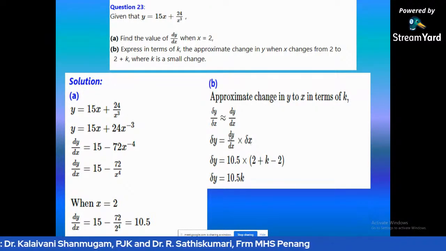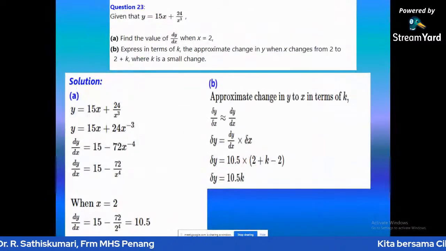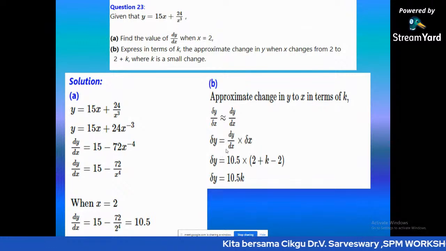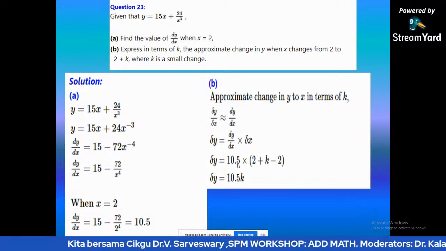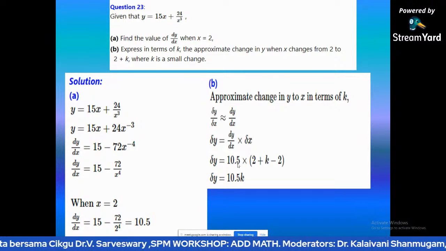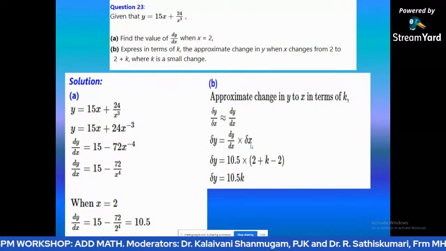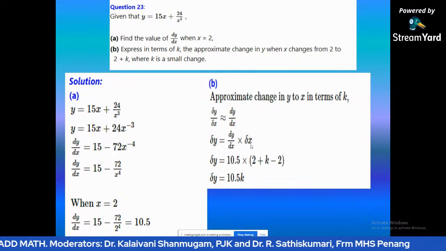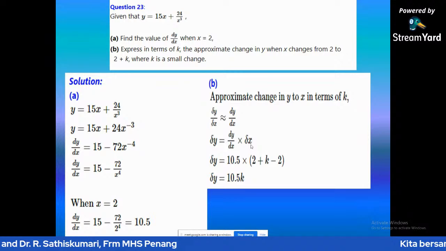So how to get delta y? dy dx. So that, okay, so that the delta x and dx you can cut. Teacher didn't put the red line, but you can cut. So the delta y equals dy dx, which equals 10.5. You already calculated in question A. Times your delta x, you can straight away write down the value as k, or you can show 2 plus k minus 2, which is k. So your delta y is 10.5k. Okay. So this question is 4 marks, paper 1.